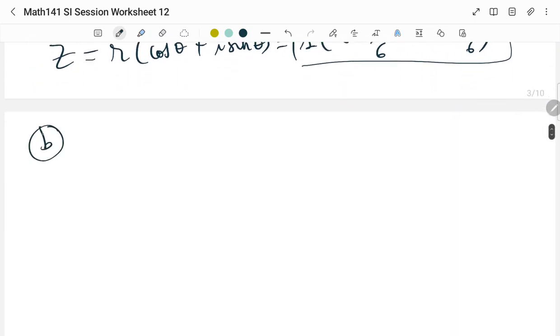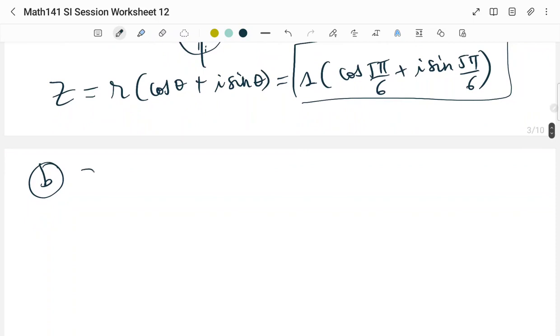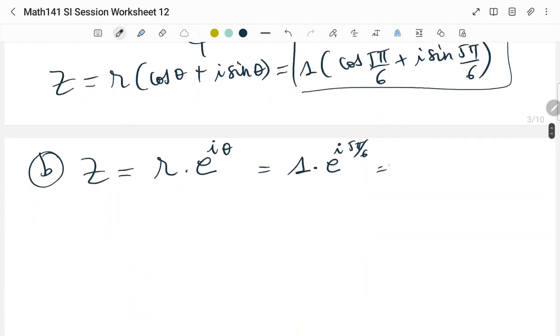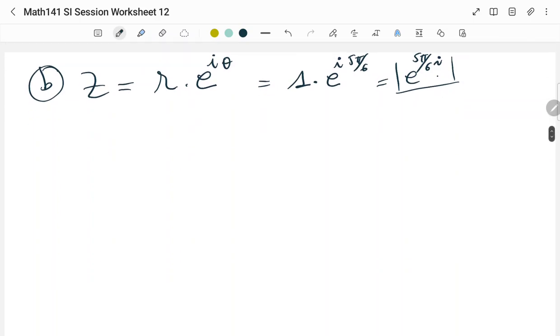Now the second question is the exponential form. We know that the general exponential form is r times e to the i theta. That's the exponential form. Well, based on the r that we have, that's just 1 times e to the i of 5 pi over 6, right? And this is just equal to e to the 5 pi over 6i. That's our final answer. Okay, so that's our exponential form.